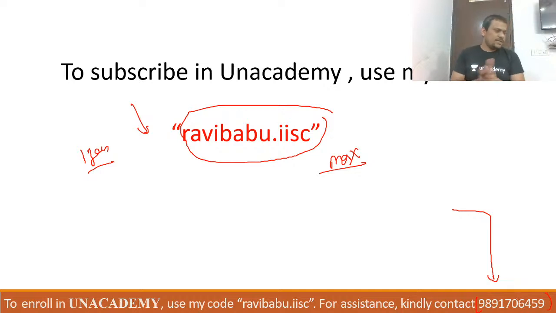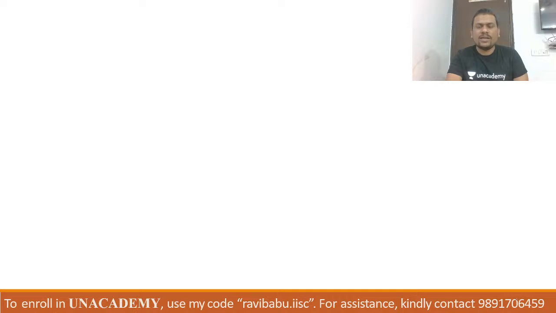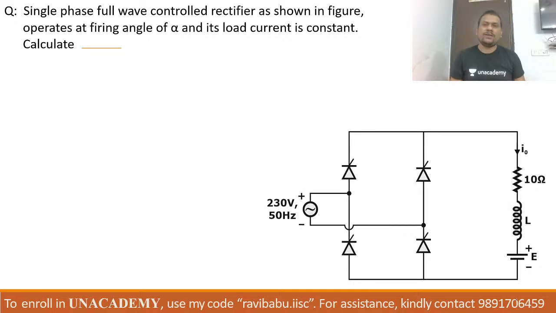So now, beta ji, we are going to discuss our first example. Read the example carefully, beta. A single phase full wave control rectifier, as shown in the figure, operates at firing angle alpha and its load current is constant. Calculate the value of.